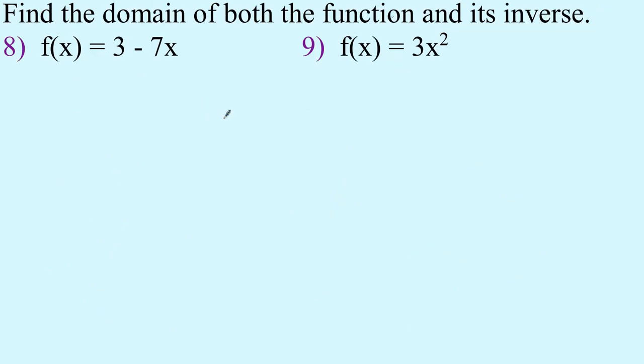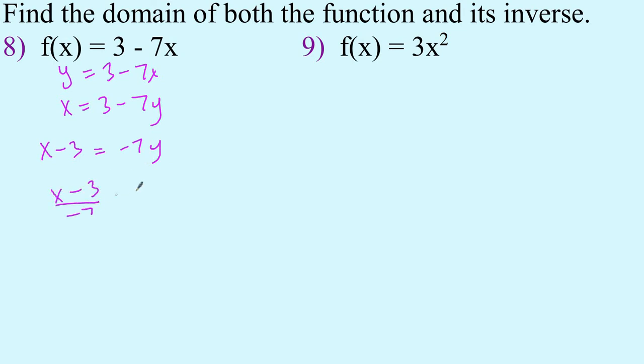All right, so for the last two that we're going to try together. Well, first you can try them on your own. Feel free. Now, here's how I would do it. You get y equals 3 minus 7x. Switch them around. X equals 3 minus 7y. Move the 3. Divide by -7. There's our inverse function.